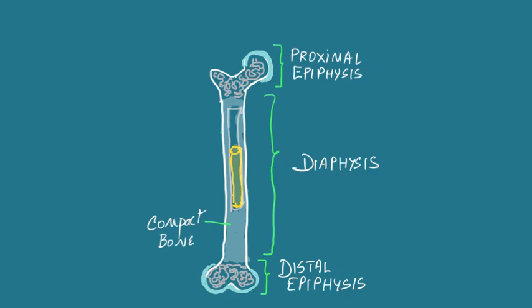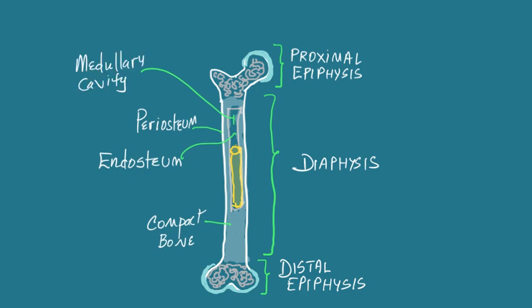The bone is covered by an outer lining called the periosteum. Peri means around, osteo means bone, and eum means lining. The inner lining of the bone is called endosteum because endo means inside. The inside of the bone contains a cavity, and this cavity is called the medullary cavity. Medulla means middle. And this cavity contains yellow bone marrow, and yellow bone marrow is made up of fats.